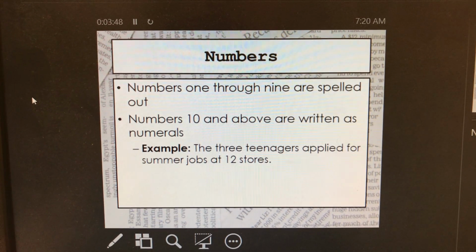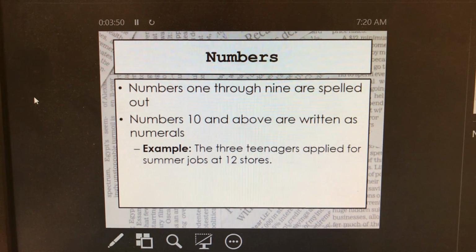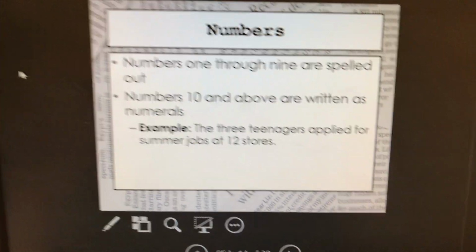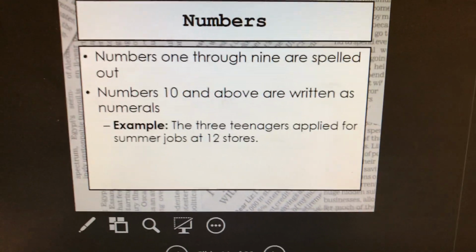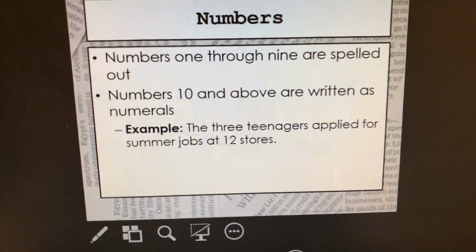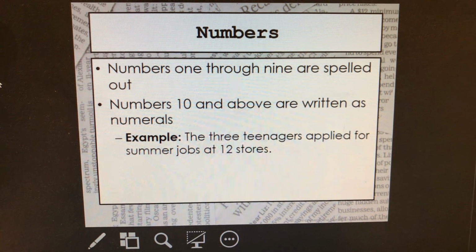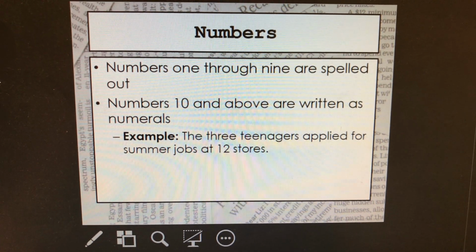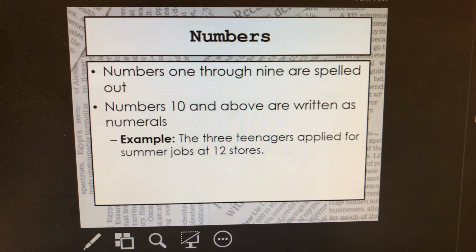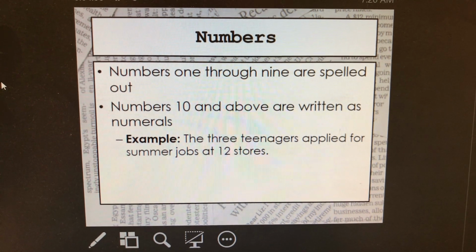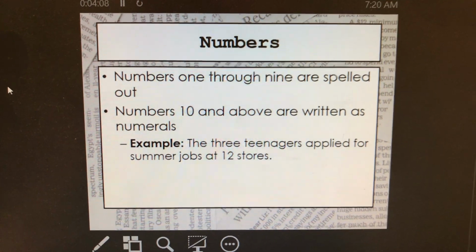The 3 teenagers applied for summer jobs at 12 stores. You see, 3, of course, is a number 1 through 9, and 12 is above 10. And so even though they're both numbers and they're in the same sentence, we must follow that rule. Numbers 1 through 9 are spelled out, and numbers 10 and above are written as numerals.